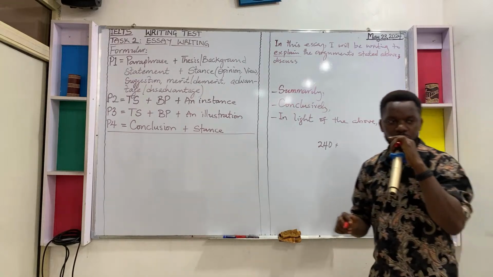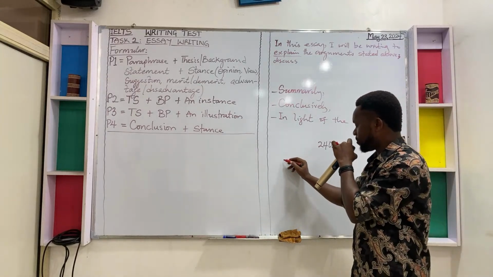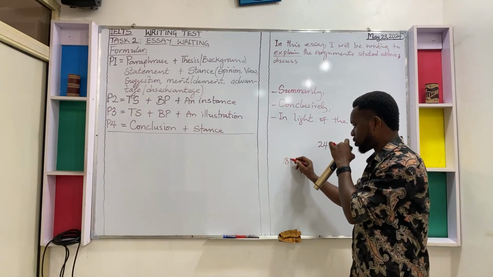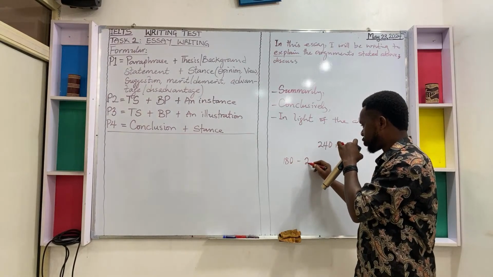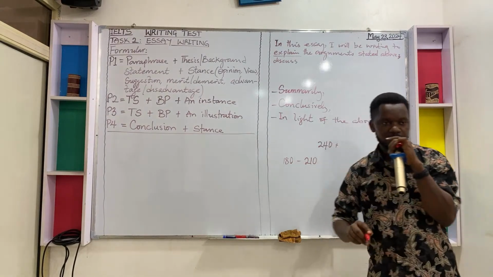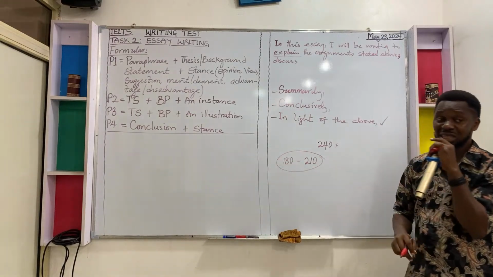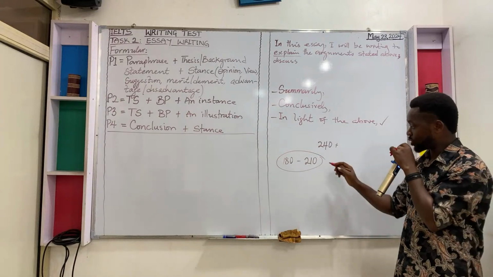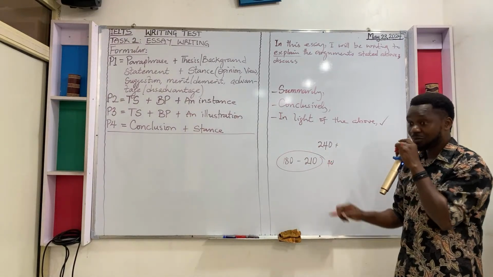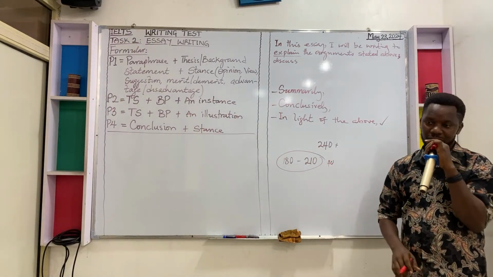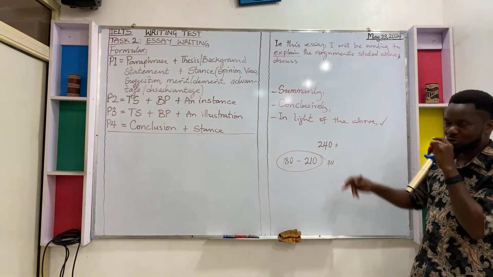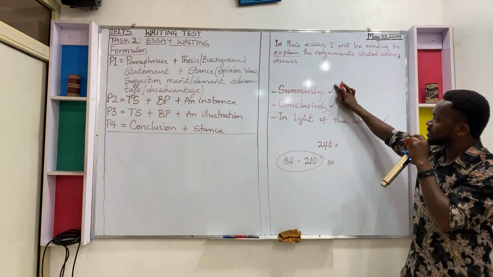Now, if what you've written is between maybe 180 words to maybe 210 words, if you check and this is the range of what you've written, you still have a lot to write. Because you need an additional what? 40 to get up to the minimum requirement. Right? So what you do, use any of these.